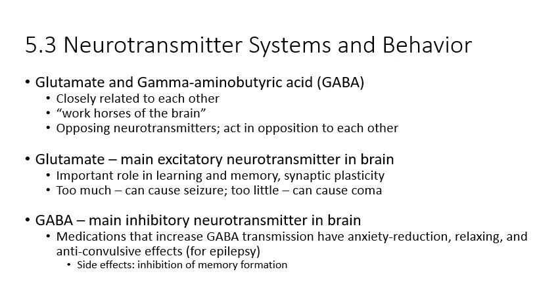Too much can cause seizures, and too little can cause a coma. GABA is the main inhibitory neurotransmitter in the brain. Medications that increase GABA have anxiety-reducing effects, can be relaxing, and also anticonvulsive. So when somebody has epilepsy, they might take a medication that increases GABA in the brain. Side effects of drugs that increase GABA are inhibition of memory formation. So you can see how increased levels of glutamate have an important role in memory, and then GABA kind of acts in opposition to this, where increased GABA might inhibit memory formation. We're going to talk more about drugs that target these two in the next chapter.